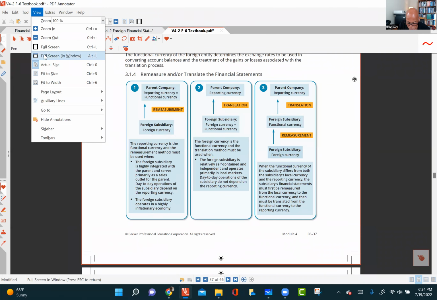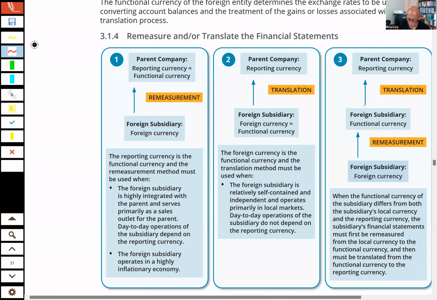And we had sort of left it off here. Okay, and let's take a look. When will we use remeasurement? And let's see it in FASB speak. When we talk about remeasurement, here they're telling us that the reporting currency equals the functional currency, right? So we have an English company doing most of its business in the US. Reporting and functional are the same.